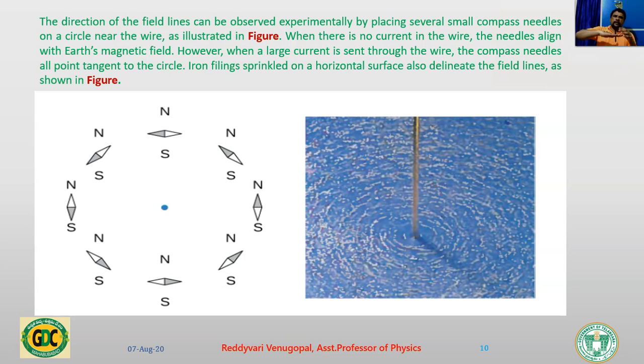When you take a straight current carrying wire, it has been shown here. Just observe this diagram. This is a straight current carrying wire, and we can observe these concentric circles, which are showing the magnetic field lines due to a straight current carrying wire.